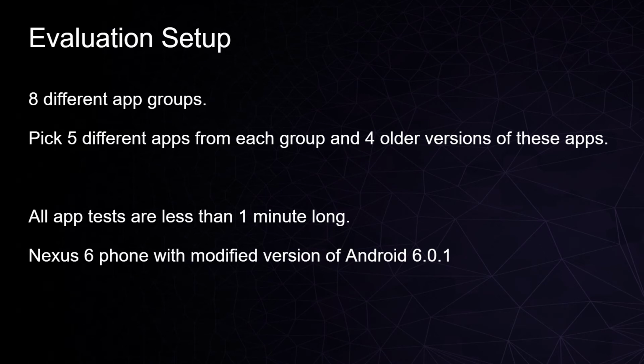So from here, the authors went on to evaluate their setup. As stated before, they had 8 different app groups. They picked 5 different apps from each group and 4 older versions of these apps. All the app tests are less than a minute long. They were all tested on a Nexus 6 phone with a modified version of Android 6.01.